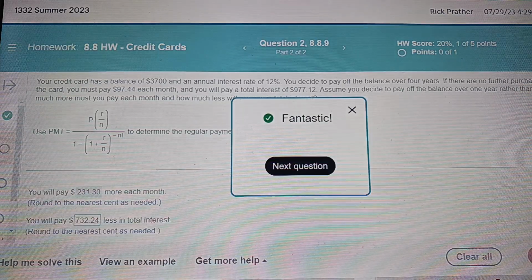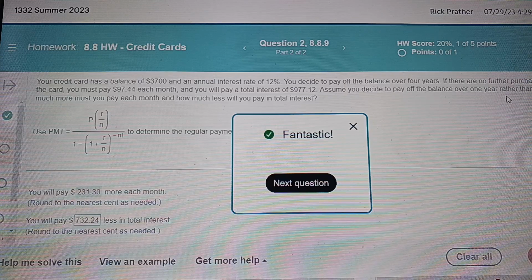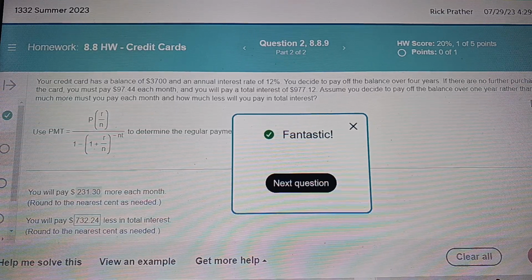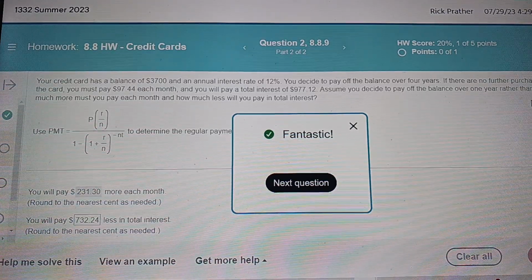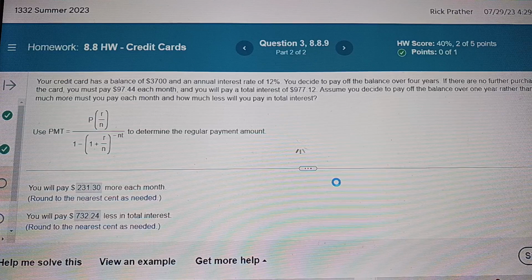Now maybe the 1 year is just too extreme. So the first option was 4 years, the second option was 1 year, and that really made the payments much higher. Maybe try 3 years or 2 years, and then the payments will be higher, but maybe not so extreme. And that'll even save you some interest too.